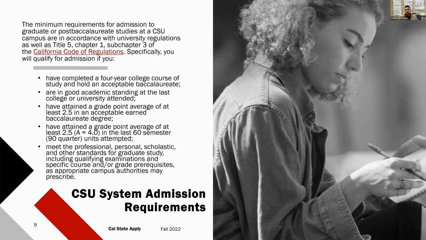CSU eligibility also asks that you have a 2.5 GPA in your undergraduate degree. In some cases, they only look at your last 60 semester units or 90 quarter units. There are some campuses that are still on the quarter system, like Cal Poly Pomona and Cal Poly San Luis Obispo, and also, for example, students who are coming over from UCs. Then, of course, you are also required to meet any other program requirements. Specific programs might establish higher requirements, and that's where we're going to get into, am I meeting the program requirements?